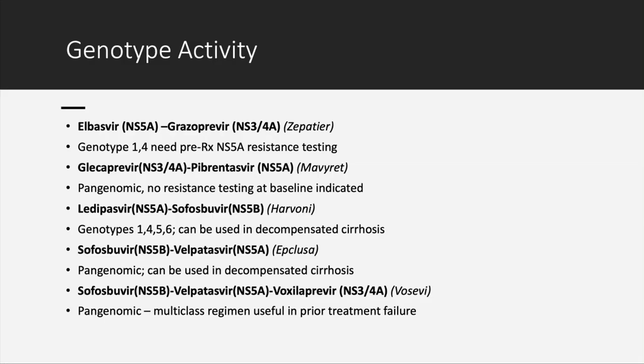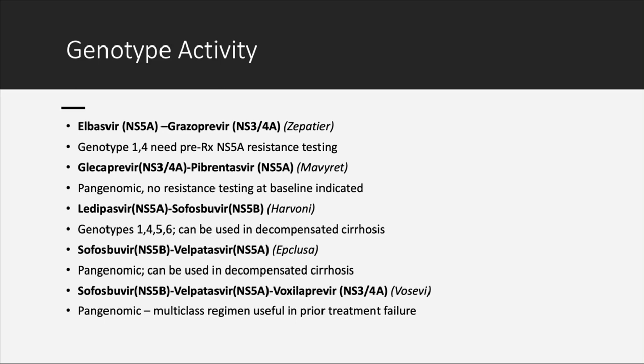What do you need to do to decide how to treat someone? You want to look at their genotype of hepatitis. How many genotypes of hepatitis C are there? 6. Are there any genotypes of hepatitis C that can't be successfully treated with direct-acting antivirals? No. But you do need to know the genotype so you can choose the right therapy. There are pangenomic therapies that are effective against all genotypes, and there are some that are only effective against a few.